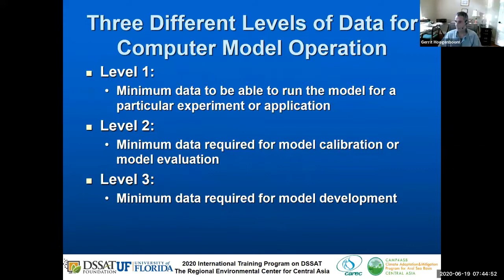So again, then to summarize, in our system, we define 3 different levels. So minimum data to require to just run the model is level 1.